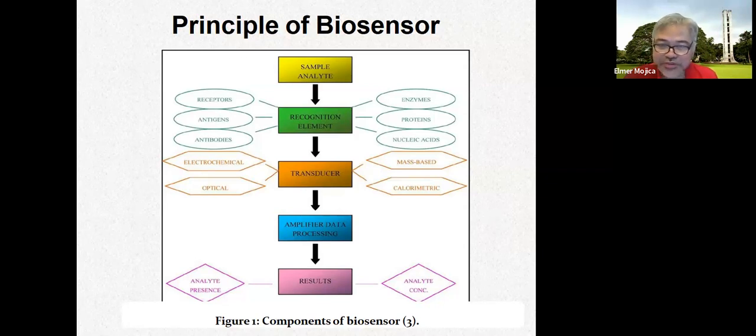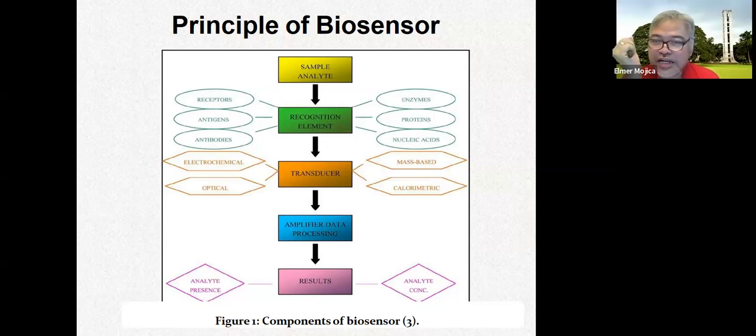So what you want is you just put the sample and then you have the signal. Like when you want to determine the blood sugar, all you need to do is put a drop of your blood, and then the number would be released. That would be the most practical sensor that you have. And then the recognition element can be a receptor, an antigen, antibody, enzymes, proteins, or nucleic acid, to name a few. You can have tissue. You can have microorganism.